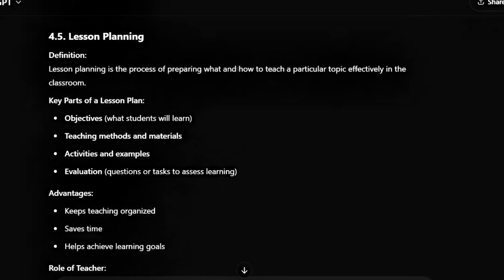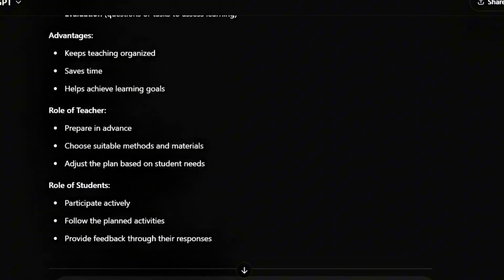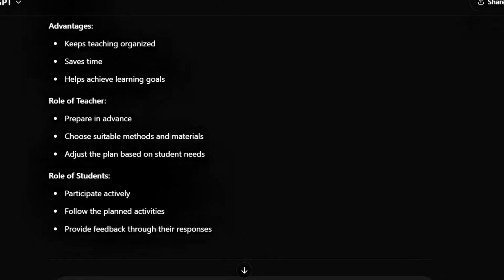Advantages: keeps teaching organized, saves time, helps achieve learning goals. Role of teacher: prepare in advance, choose suitable methods and materials, adjust the plan based on student needs. Role of students: participate actively, follow the planned activities, provide feedback through their responses.